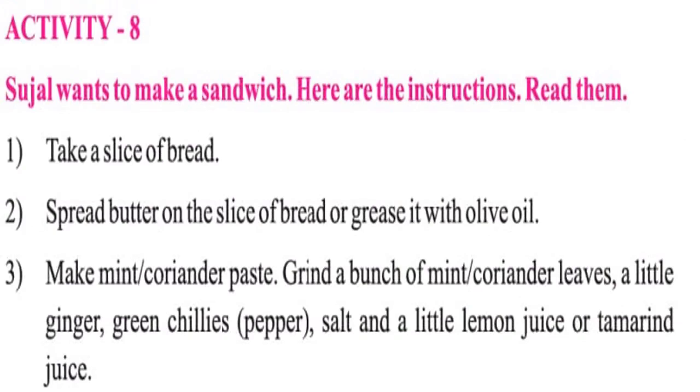Now children, let's see activity 8. Sujal wants to make a sandwich. Here are the instructions. Read them. Take a slice of bread. Spread butter on the slice of bread or grease it with olive oil. Make mint or coriander paste. Grind a bunch of mint or coriander leaves, a little ginger, green chillies, salt, and a little lemon juice or tamarind juice.